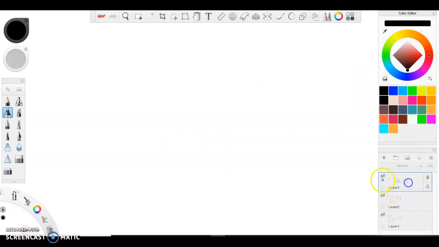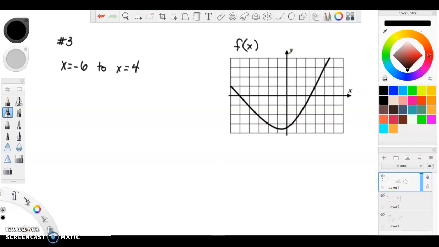One last problem, I believe it's a graph. Here is f of x, and we want to find the average rate of change from x equals negative 6 to x equals 4. So let's look at our graph and say negative 6. Here's negative 1, 2, 3, 4, 5, 6. So this is negative 6 right here. But the point that goes with that is this one, the point negative 6 comma 1.